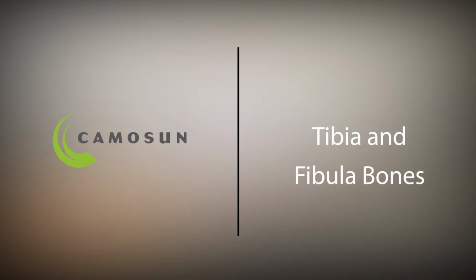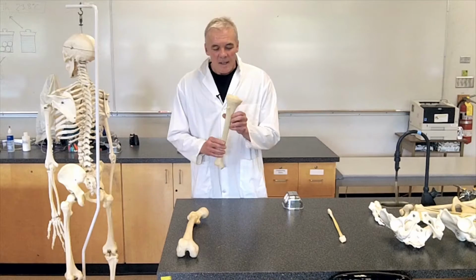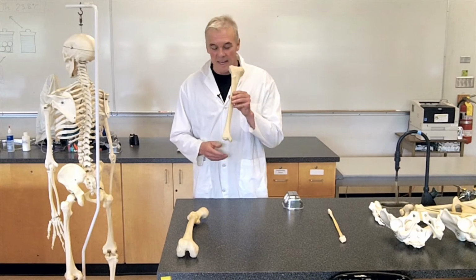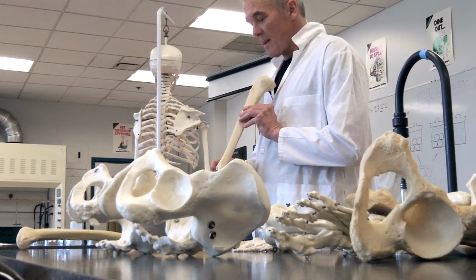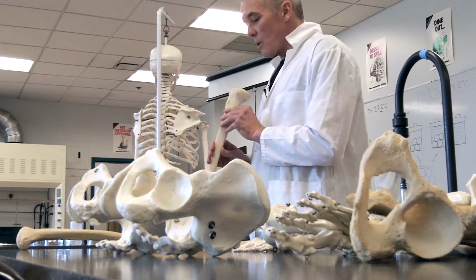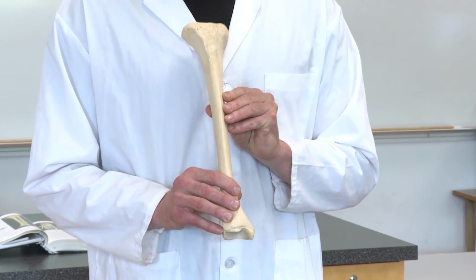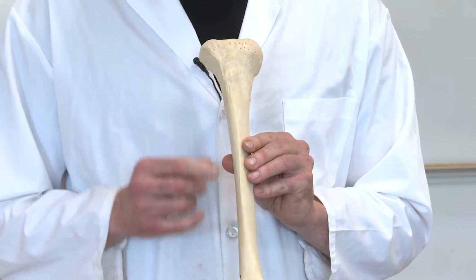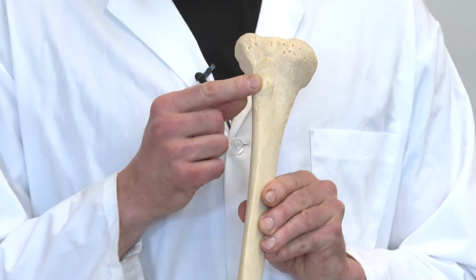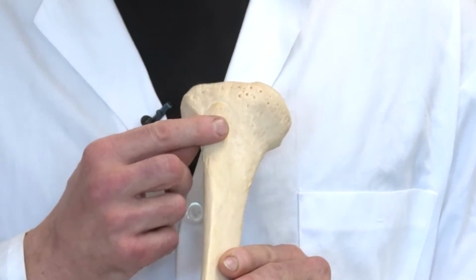This is a review of the tibia and fibula bones. Let's look at the tibial bone as it sits in anatomical position, and we will look at the anterior aspect of the tibia first. First we get a tuberosity, again, a tuberosity is an extension from a bone.